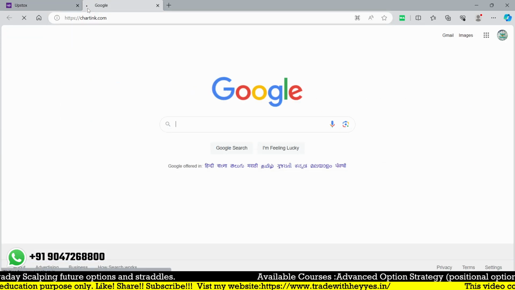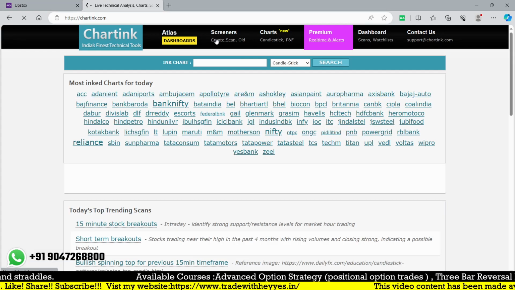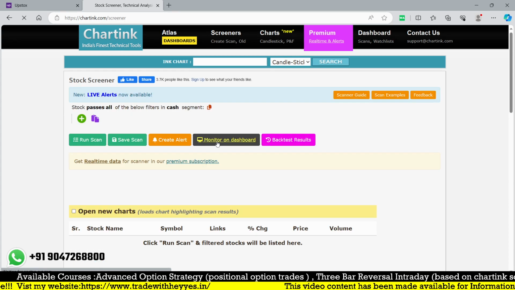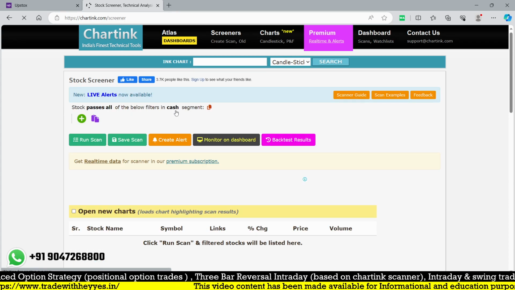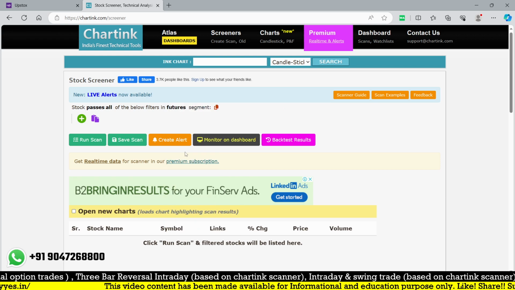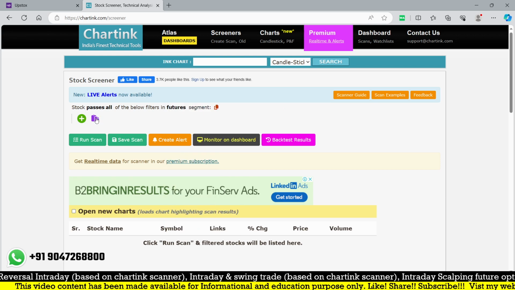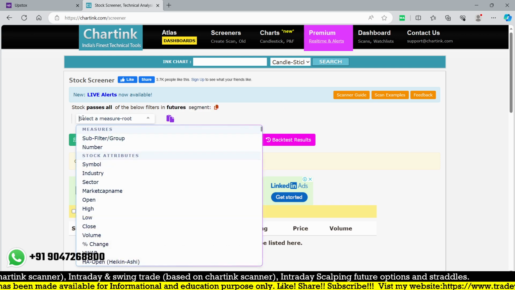It is a tool to find conditions that are met on any particular stock, and that is very important. I always focus on futures stocks, which always have good liquidity, and I'm going to create this for a daily time frame.